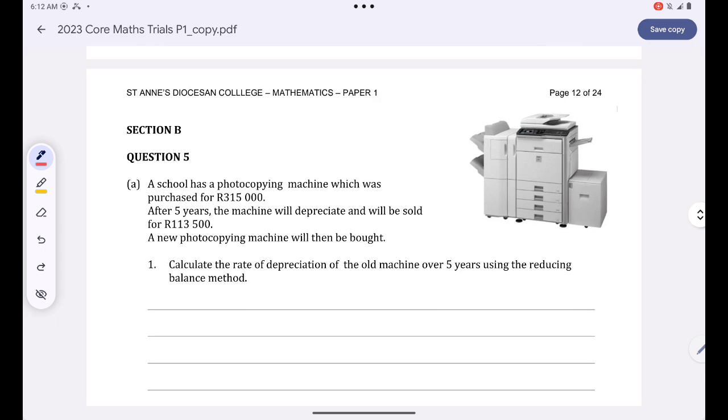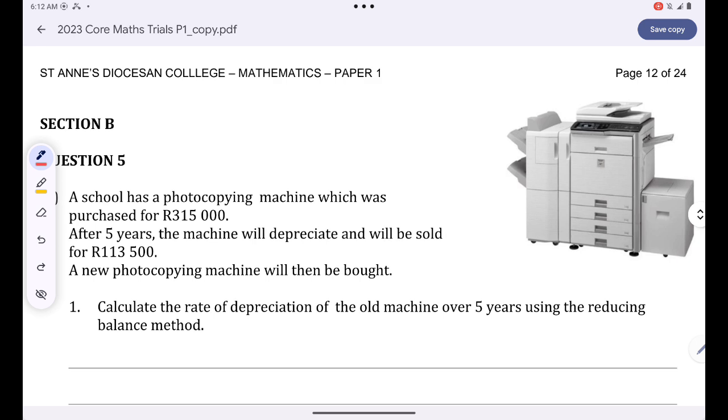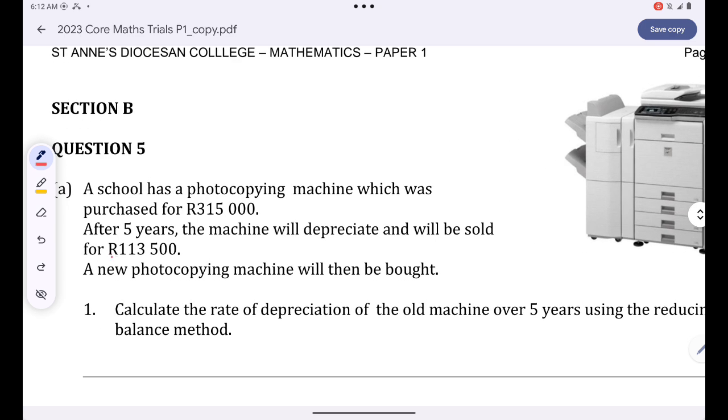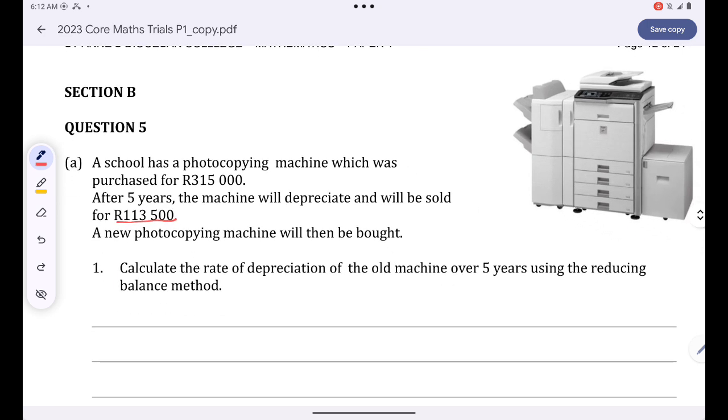Okay, a school has a photocopying machine which was purchased at a price of R315,000. After 5 years, the machine will depreciate and will be sold for R113,500, and then a new photocopying machine will be bought. Now they want us to calculate the rate of depreciation of the old machine over 5 years by using the reducing balance method.